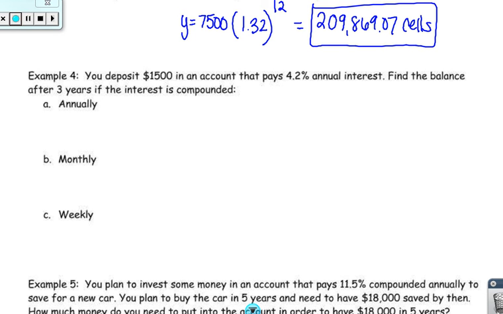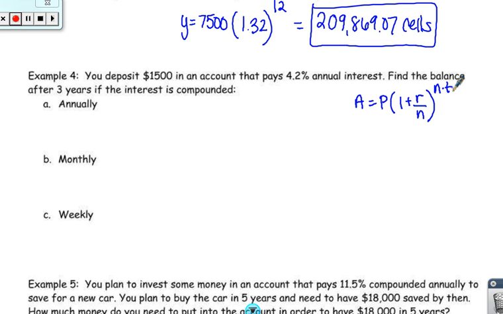All right, example 4 says you deposit $1,500 in an account. You're going to get 4.2% interest from the bank. Find the balance after 3 years if the interest is compounded. Let's do it annually, monthly, and weekly and see what the difference is. This is the formula: A equals P times (1 plus r over n) to the nt.